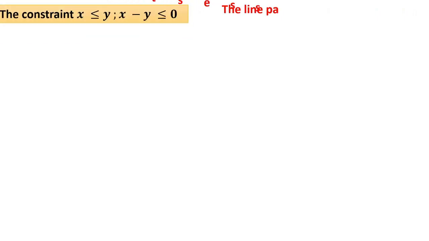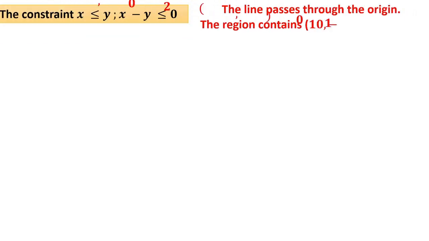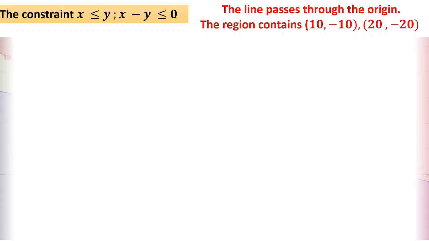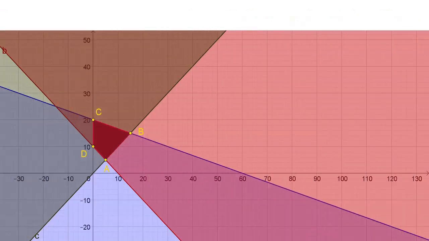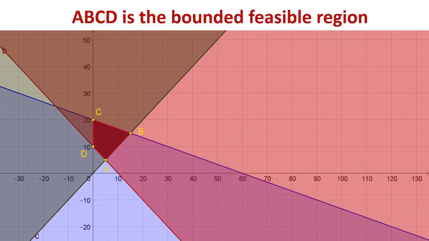Third one, passing through the origin and the region should contain 10, minus 10 and 20, minus 20. Therefore, it goes up. It is not containing 20, 10 and 20, 20. It is not containing. Be careful with that. Okay, well. Therefore, ABCD is the bounded region which is very close to the y-axis.